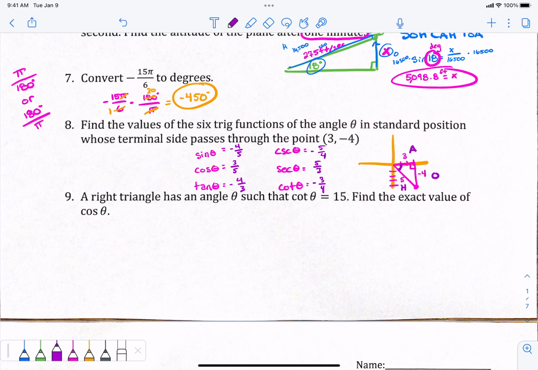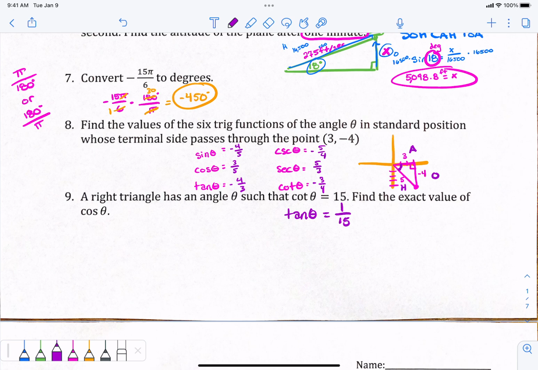Find the exact value of cosine of theta. If cotangent is 15, then tangent is 1 over 15. Let's start there. Tangent would be 1 over 15, which means that we need to find the exact value of cosine of theta.